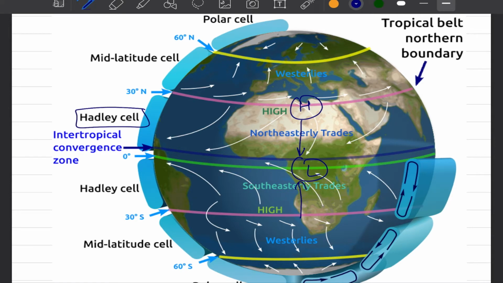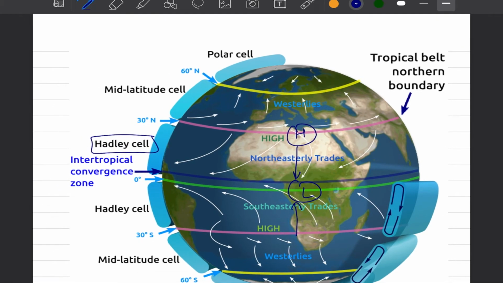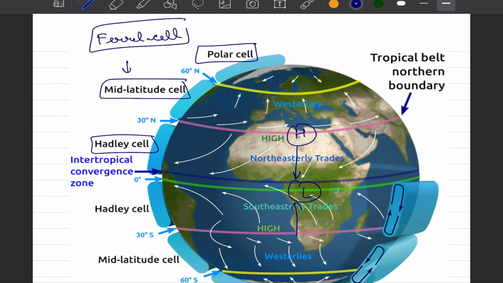Now, in addition to the Hadley cell, there are two more cells that are important in the context of hydrology, which control the global transportation of moisture. One of them is the polar cell and another one is the mid latitude cell, also known by the name of Ferrel cell. So we'll look into the details of the polar cell and Ferrel cell, and how they form.